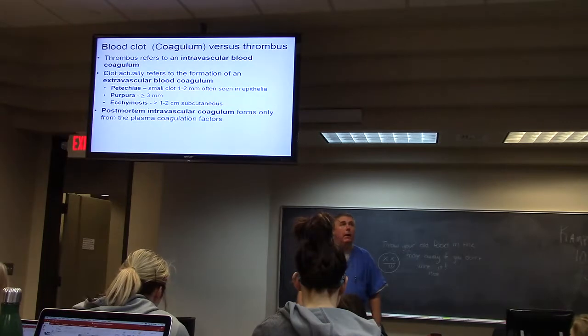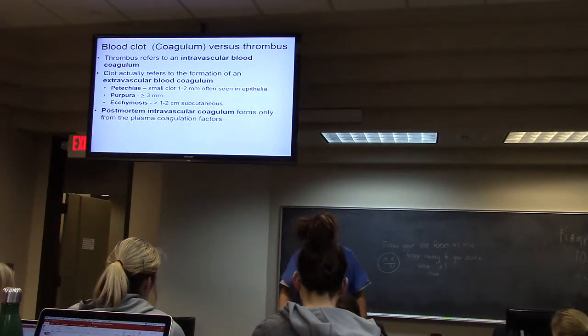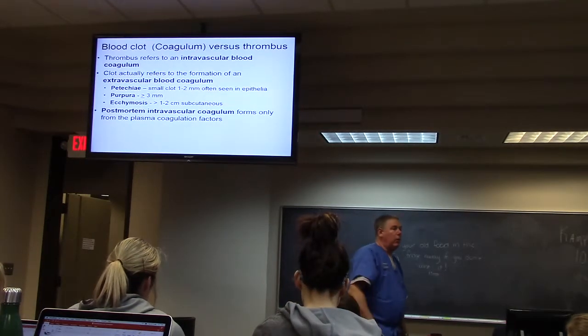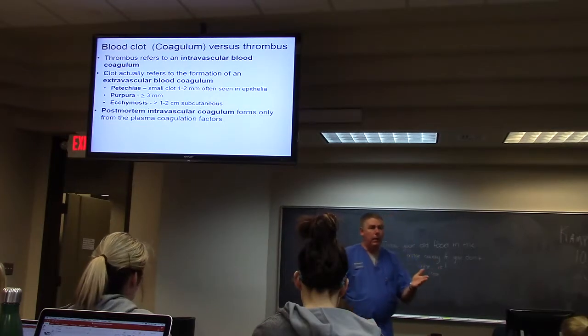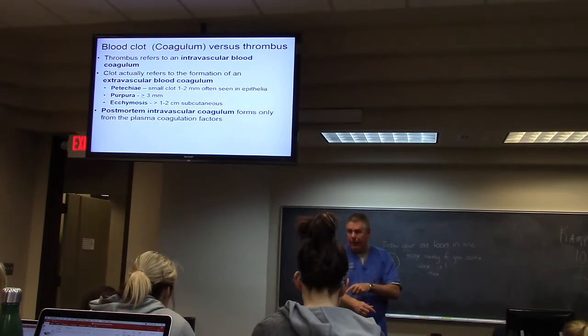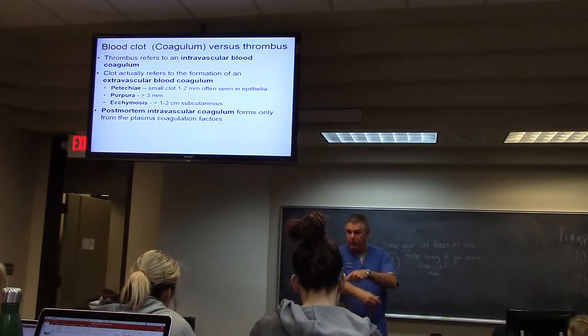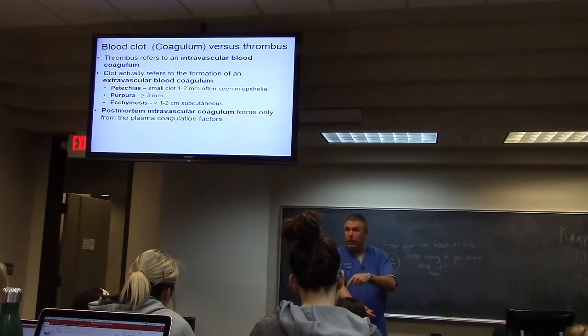All right. Now let's talk about clotting. So when you say the word clot, a clot refers to something that happens out here. I got a blood clot. There's a blood clot. You see the clot? I cut myself. It clotted. That's a blood clot.